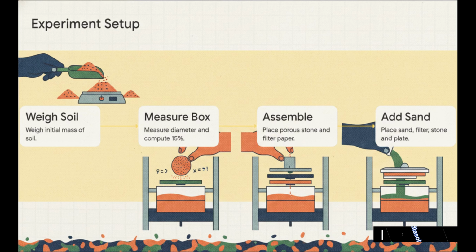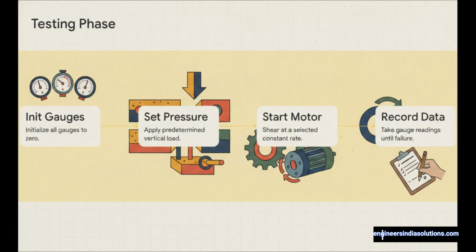First, we carefully weigh the initial mass of the soil. Second, we measure the diameter and height of the shear box, and we mathematically compute exactly what 15% of that diameter is in millimeters. And hey, keep that 15% number in mind, because we are definitely going to need it later. Third, we assemble the shear box inside the direct shear device, dropping in a porous stone and some filter paper. Finally, we pour our sand into the box, level it off perfectly, and top it with another filter paper, another porous stone, and a top plate featuring a small metal ball.